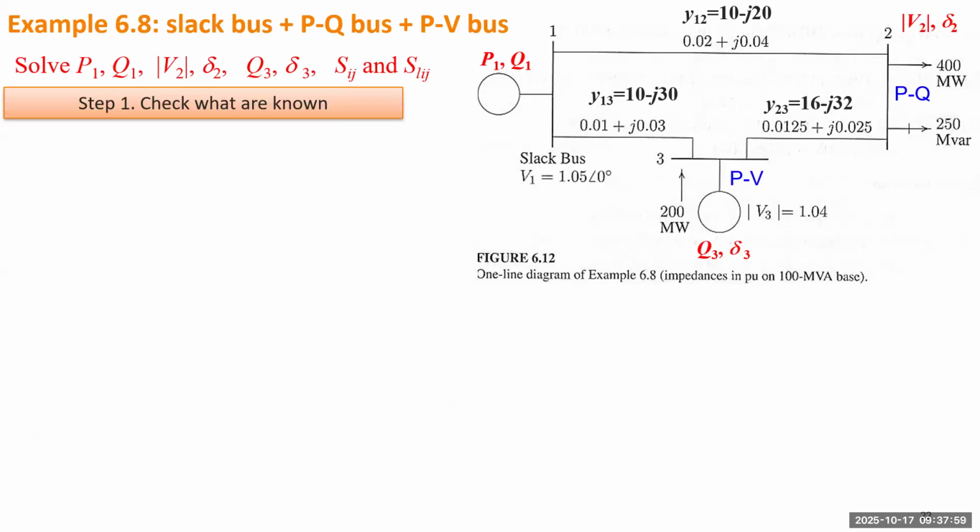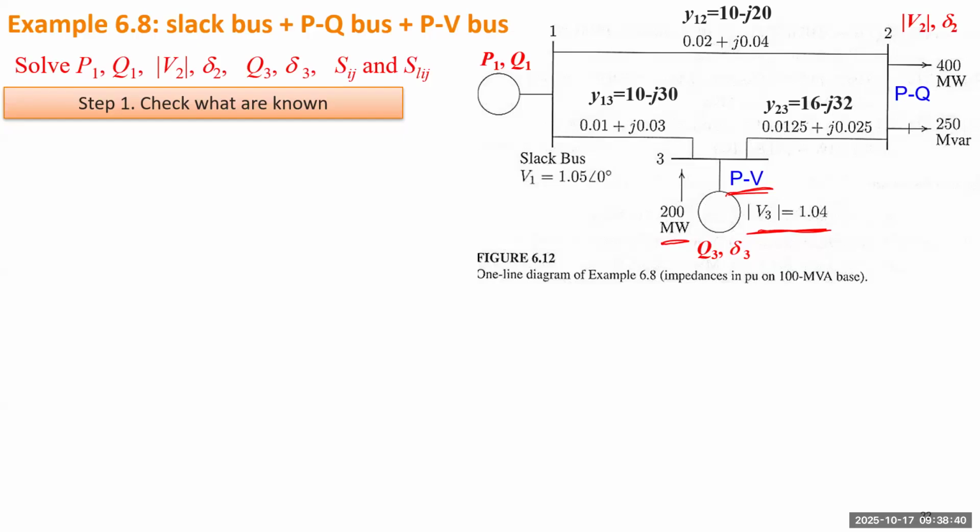Example 6.8, which is pretty much the same system, but we make one change. We change bus 2 to be a PV bus from a PQ bus. Bus 1 is still a slack bus. For the PV bus, we assume the voltage magnitude to be 1.04. So the angle and the reactive power will be calculated, and P is given as 200 megawatts, which is like a scheduled generation for this power plant.